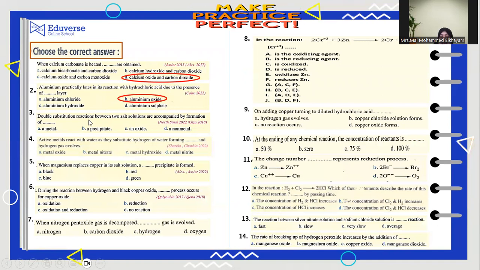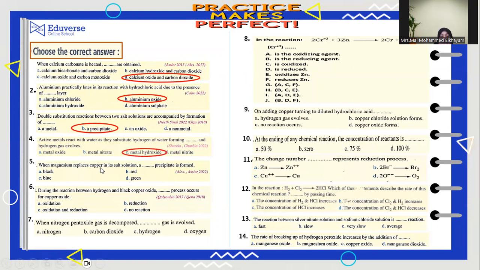Double substitution reactions between two salt solutions are accompanied by formation of, okay, pay attention to this, a precipitate, like the reaction between sodium chloride plus silver nitrate. It will give silver chloride precipitate. Active metals react with water as they substitute the hydrogen of water, forming, I told you about this, metal hydroxide. Like the sodium will take the hydroxide from the water and leave hydrogen gas.